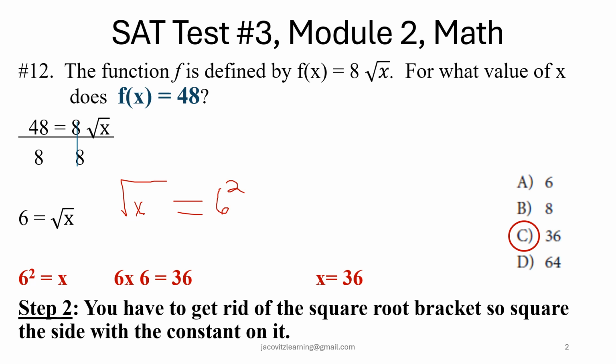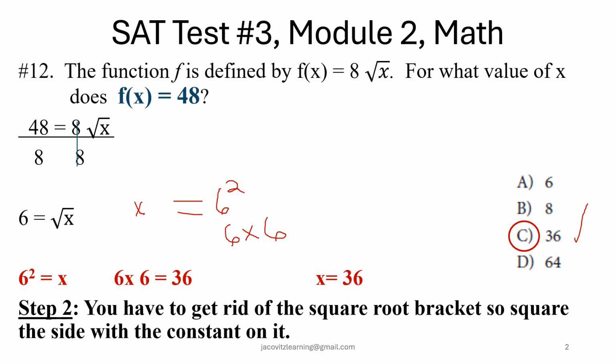because it is 6 squared. Remember, you are getting this bracket to go over here, so that is 6 squared. This bracket has to come off, so in order to take this off, you have to throw your square over here, so it has to be 6 squared. 6 squared equals x, and x is 6 times 6, so x equals 36, and the answer is C. Done. Simple question.